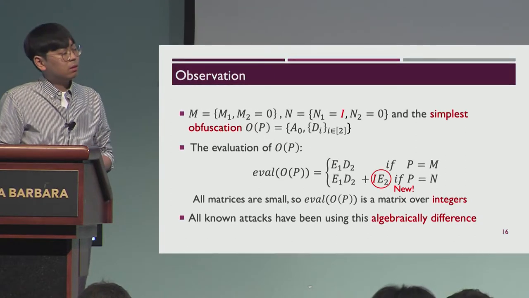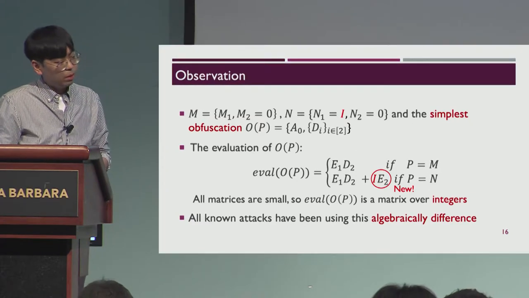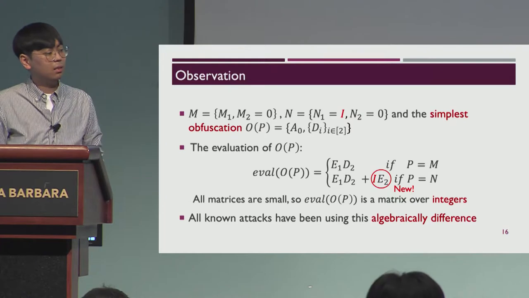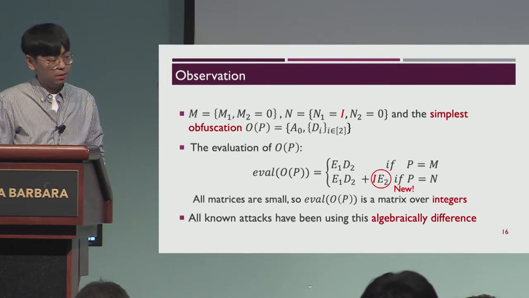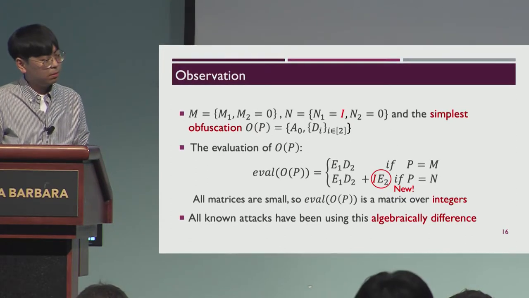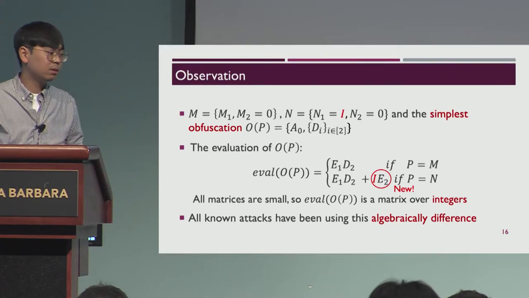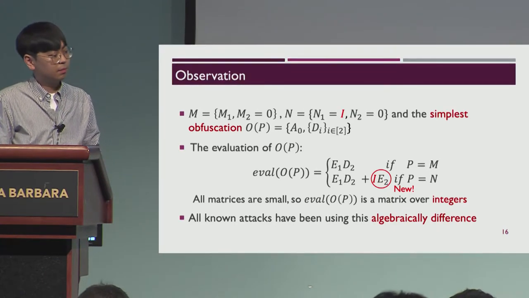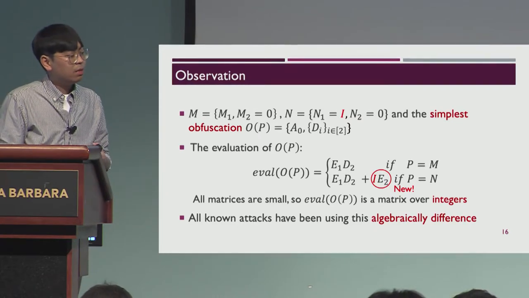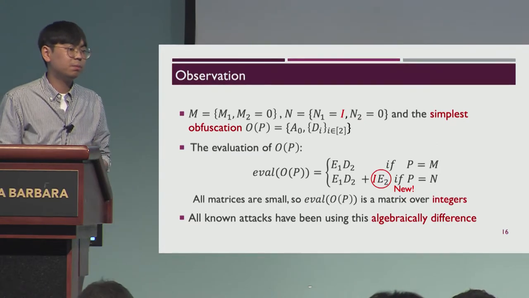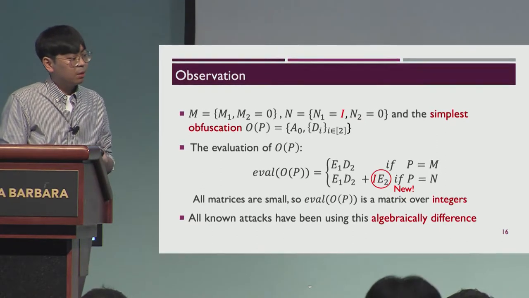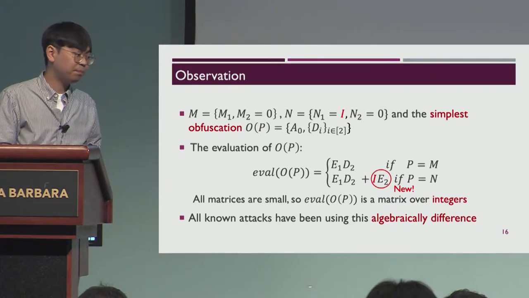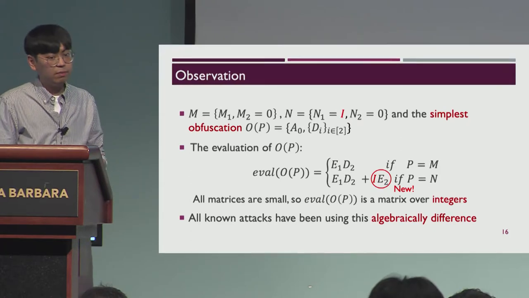The observation in the analysis of obfuscation is simple. We consider simple branching programs which always output zero. M is the set of two zero matrices, and N is the set of one identity matrix and one zero matrix. Then the two programs both output zero, and we also consider the simplest obfuscation called OP. The simplest means we skipped all randomizing techniques for constructing obfuscations. Then we observe that evaluation of OP depends on the branching program M or N. Moreover, evaluation of OP is a matrix over integers, since all matrices are small. Therefore, all known attacks have been using this algebraic difference over integers.